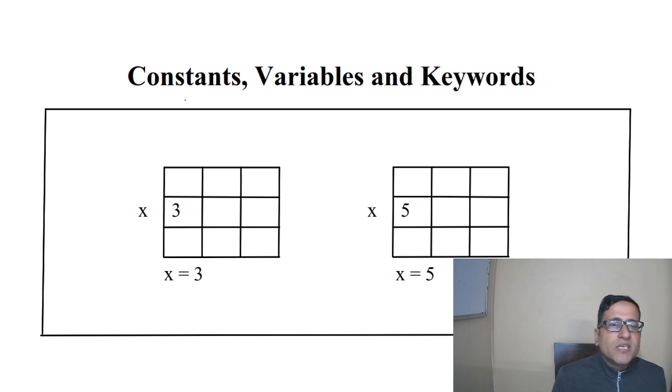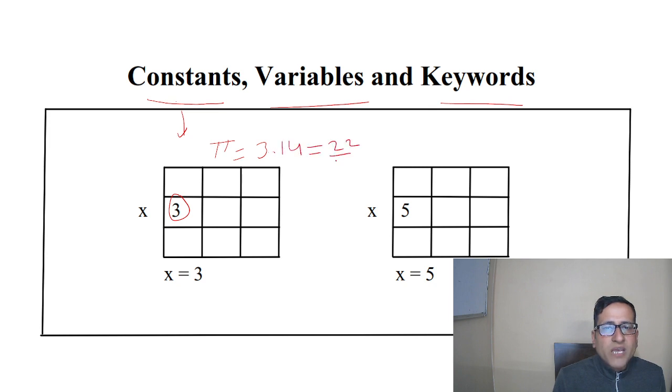In the C language we require these three: constants, variables and keywords. So what is a constant? As you are engineering students, you know better that a constant is a constant value. Like pi has a constant value of 3.14, or you can say 22/7. So 22/7 or 3.14 is a constant.